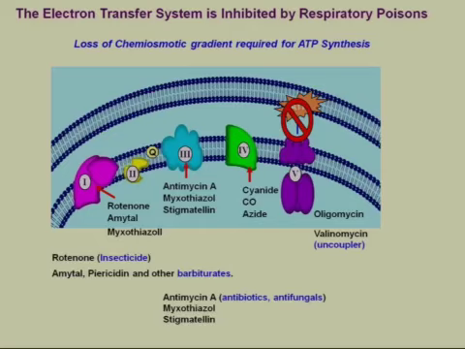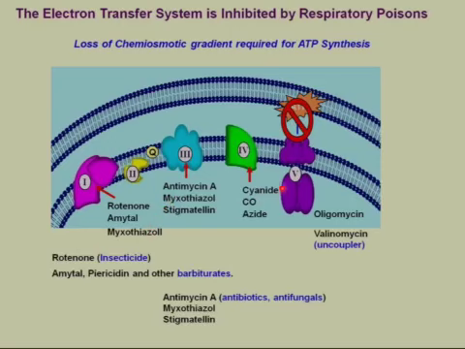Now, the last thing we want to look at in the electron transport chain are things besides uncoupling that can stop the flow of electrons, and that would be poisons. Respiratory poisons are things such as insecticides, barbiturates, antibiotics, and antifungals. So, for example, you can stop electron flow into complex 1 by rotenone, amytal, and myxothiazol, and stop the flow at complex 3 by antimycin A, myxothiazol, and stigmatellin. So you see myxothiazol stops at both.